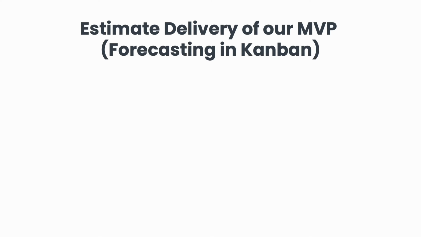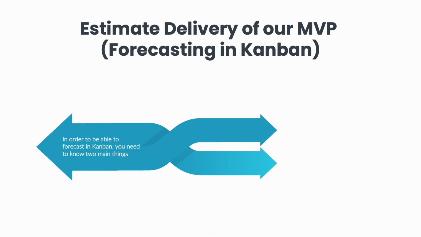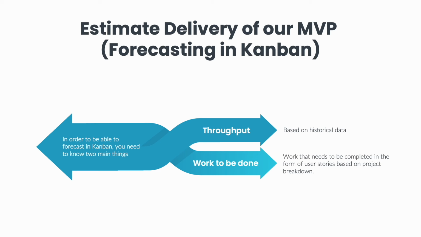In Kanban, project forecasting is tightly related to how stable and predictable your workflow is. In other words, you need to balance work arrivals with departures, monitor increasing work in progress, and alleviate bottlenecks to maintain a smooth flow. In order to be able to forecast in Kanban, you need to know two main things: your throughput, based on historical data, and the work that needs to be completed in the form of user stories based on project breakdown. As we mentioned in the metrics session, we need to have an idea of our throughput for a specific time frame. Once you have that information, we will apply the same method we used earlier.